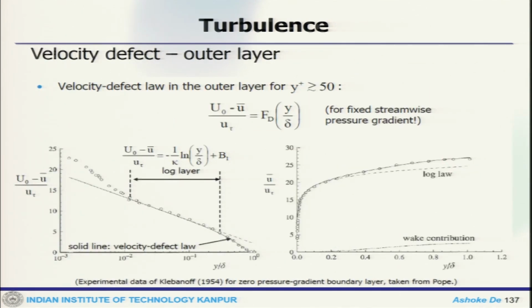Now, when y plus is greater than 50, we can have a velocity defect, which is u naught minus u bar, normalized by u tau. So, this is for a fixed streamwise pressure gradient, and you can see when we plot this velocity deficit with y by delta, this is the line it follows, and this is the log layer. And if you only look at the normalized mean velocity profile with y by delta, this is how it follows, and there is a contribution that comes from the wake.